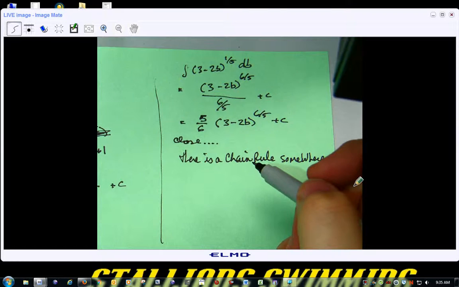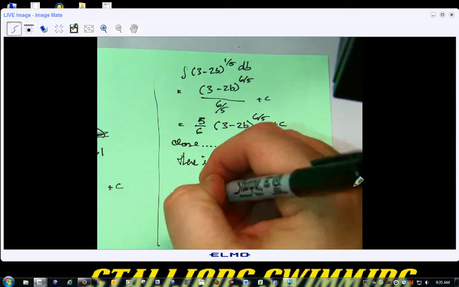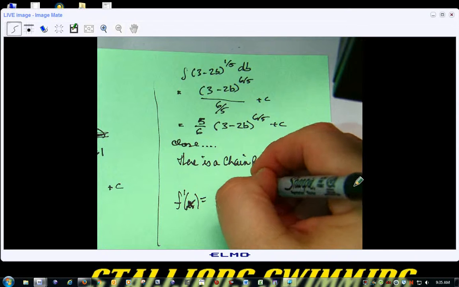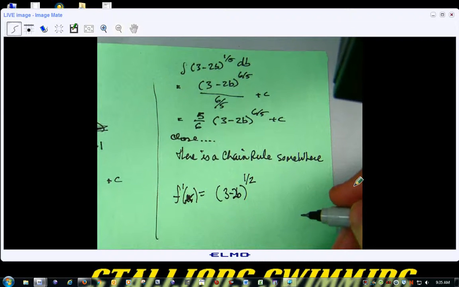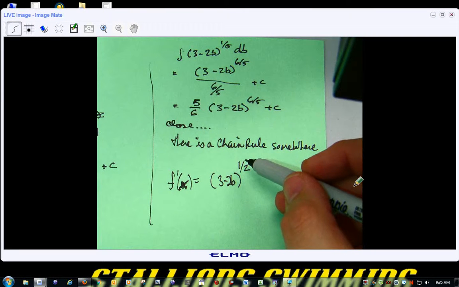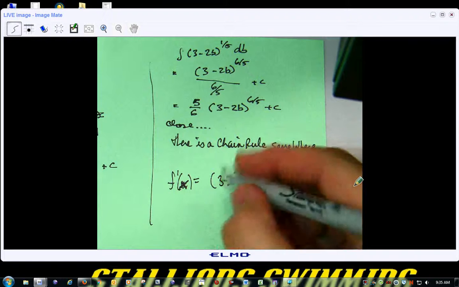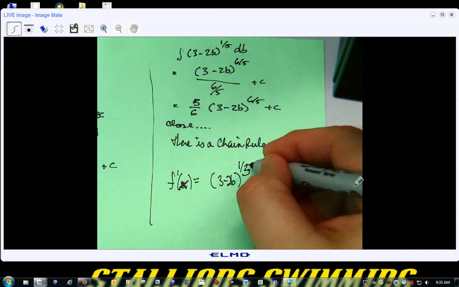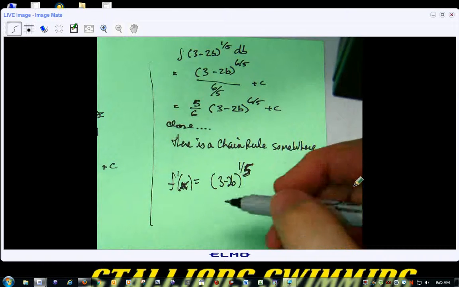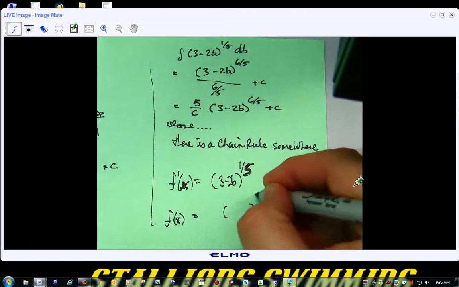All right. Now let's think back to f of x, or f prime of x, would be equal to this: 3 minus 2b to the 1/2 power. We've already kind of established that whatever's in here is going to be raised to the half power, or we're going to add 1 degree to it, right? I just didn't want to deal with 1/5. So we know f of x is going to be equal to, that's to the 6/5 power, right?